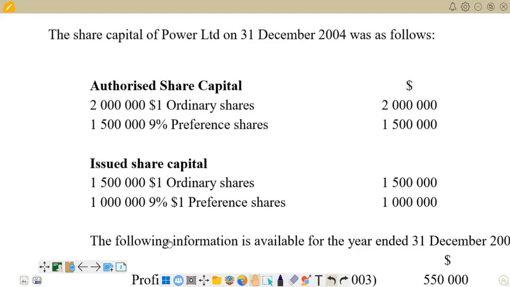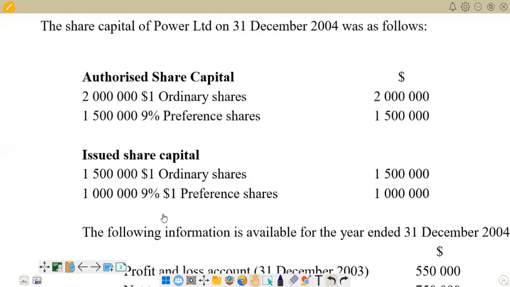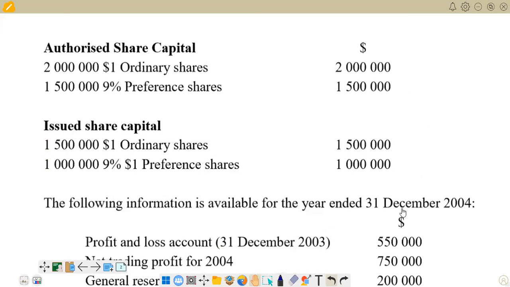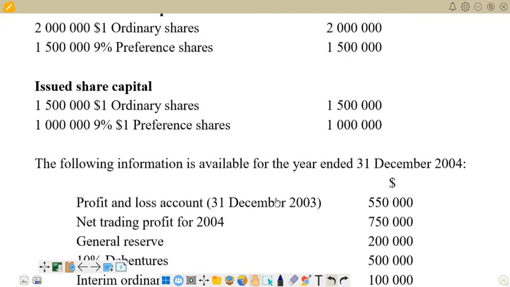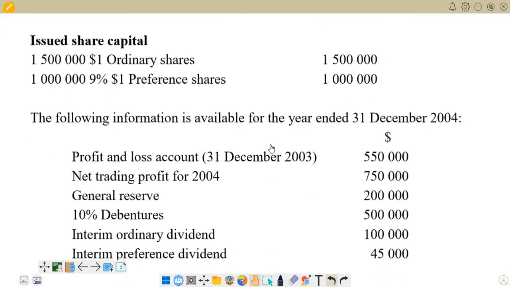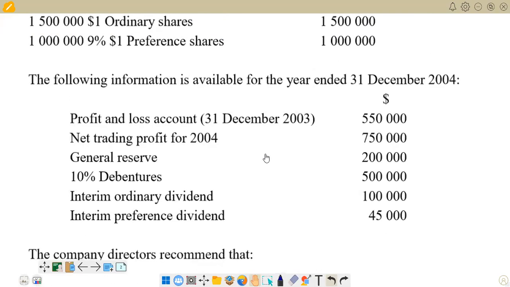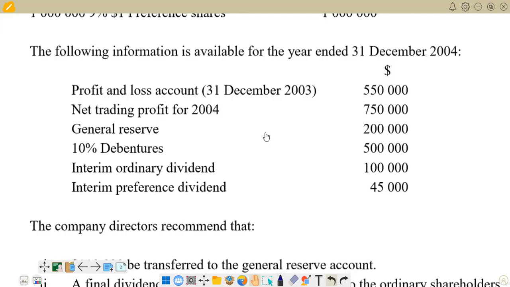Right? The question proceeds to say the information is available for the year ended 31 December 2004. We've got some balances that are given there: profit and loss, net trading profit for 2004, general reserve, 10% debenture, interim ordinary dividend, interim preference dividend. Those are some of the balances that were given in the question.